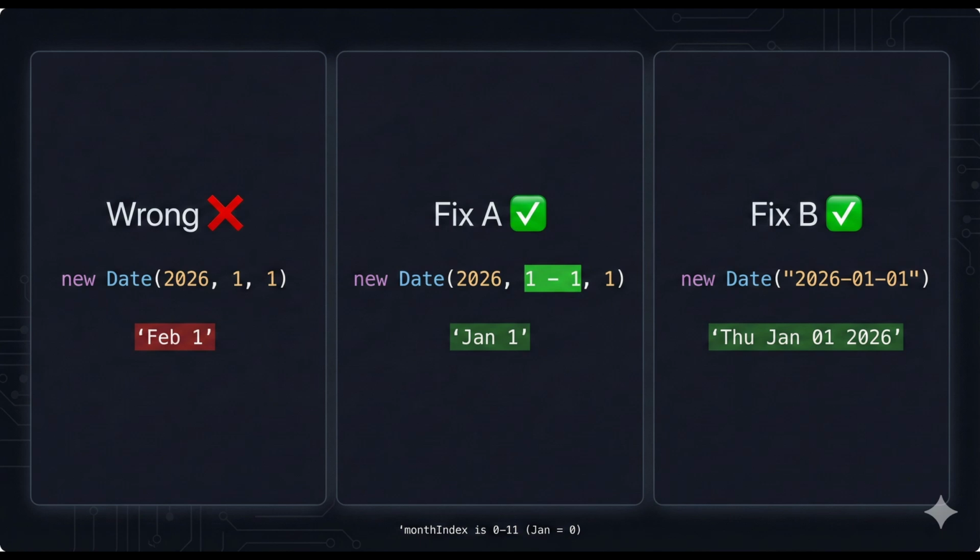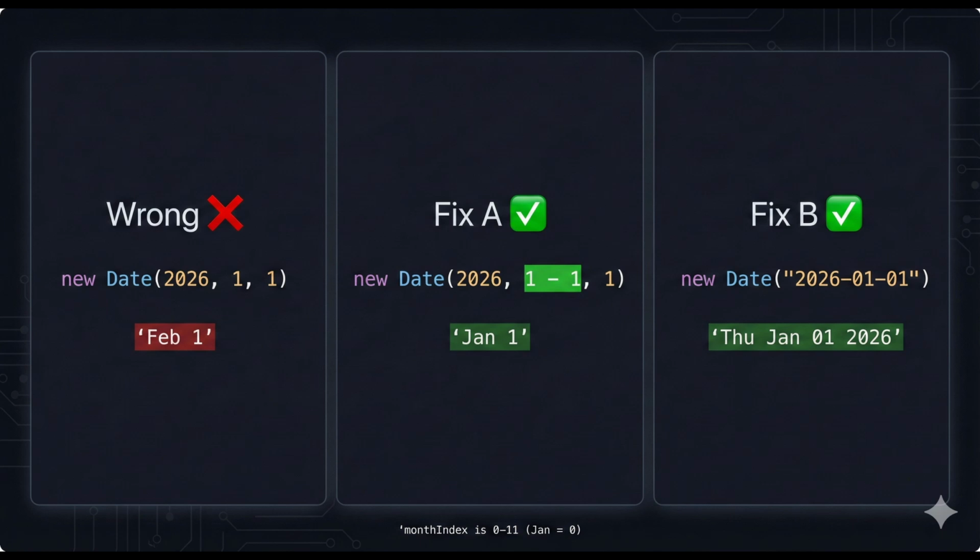Second option, use an ISO date string like 2026-01-01 and let JavaScript parse it. This approach is widely supported and avoids the month index math. For example, you can do new Date("2026-01-01") and then print it with toDateString.